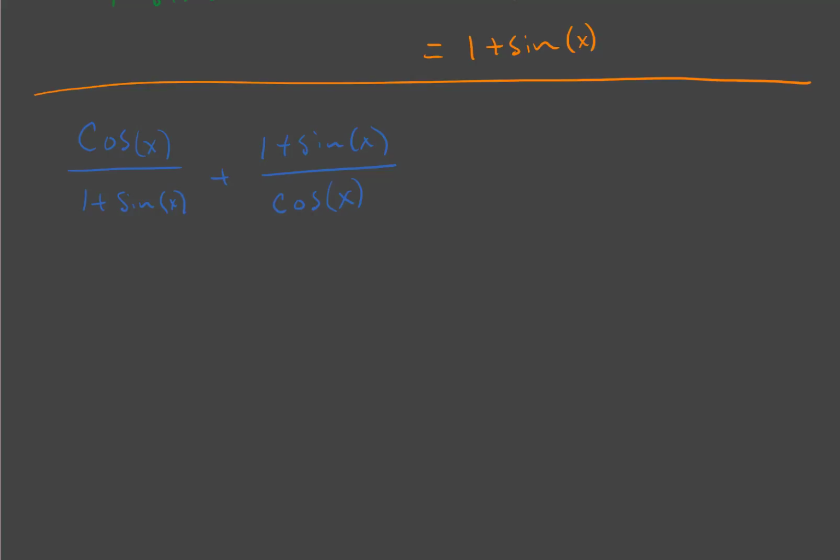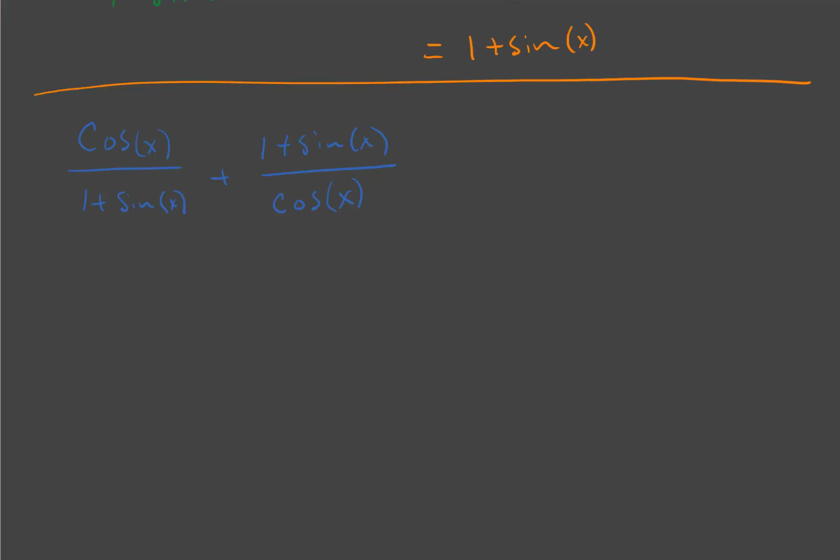We've got cosine of x over 1 plus sine of x plus 1 plus sine of x over cosine of x. Now this one, it looks like we're going to have to use, I'm guessing based on the 1 plus sine of x here, maybe we'll have to use a Pythagorean identity. Let's start by combining these into a single fraction.